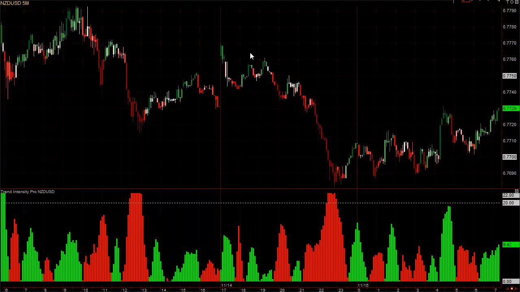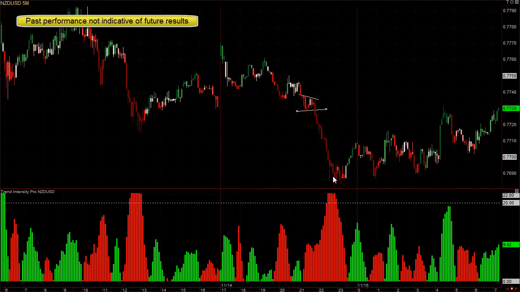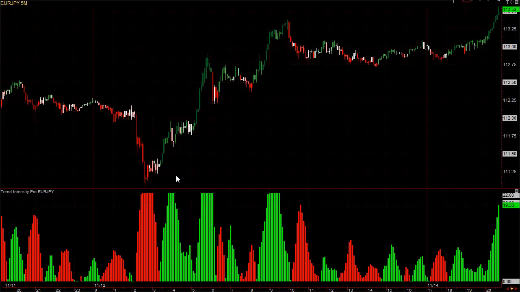You can see the New Zealand dollar starts coming down here, and you got a little flag pattern right here, and it breaks out to the downside in the direction of the trend and continues down for another 50 or 60 pips. Here's a good one on the euro yen.